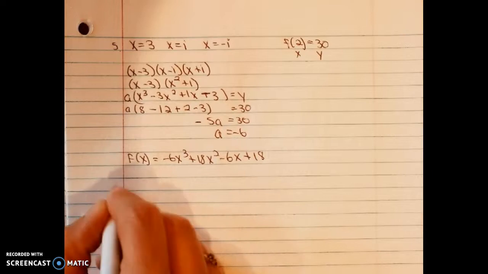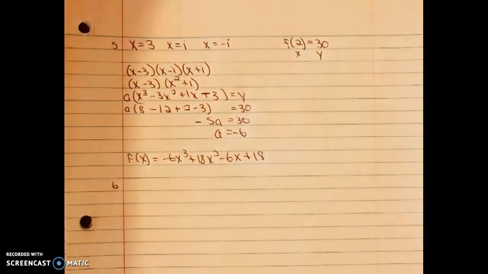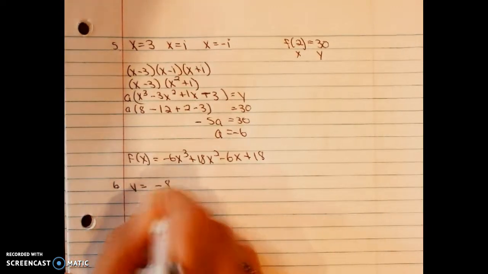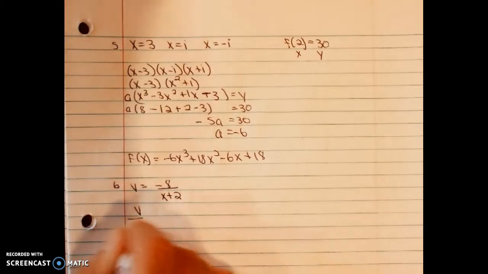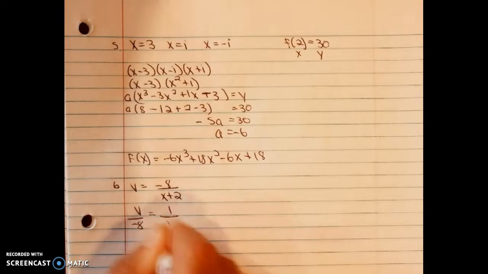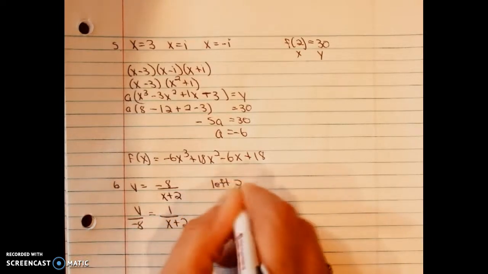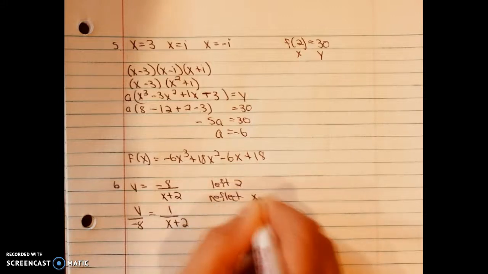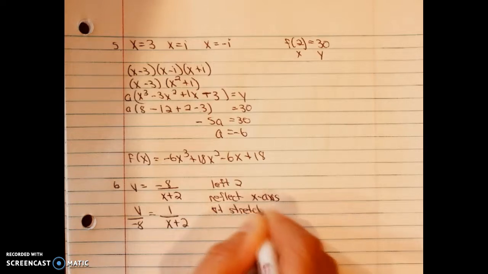Moving on to question number 6. Use limits to describe the end behavior of the following. y equals negative 8 over x plus 2. If I wanted to put this in transformation form, just trying to emphasize some extra things here. This graph is shifting left 2. It is reflecting across the x-axis, and I have a vertical stretch of 8.